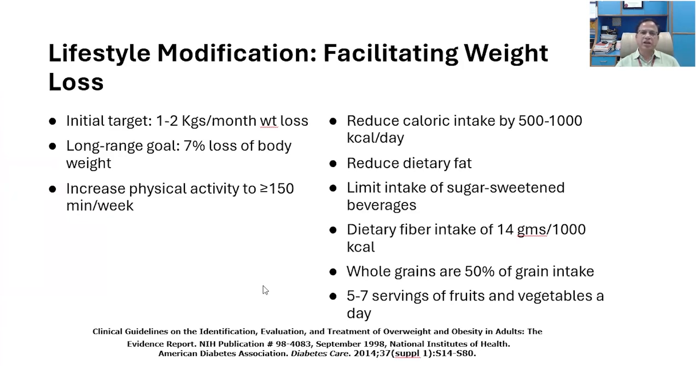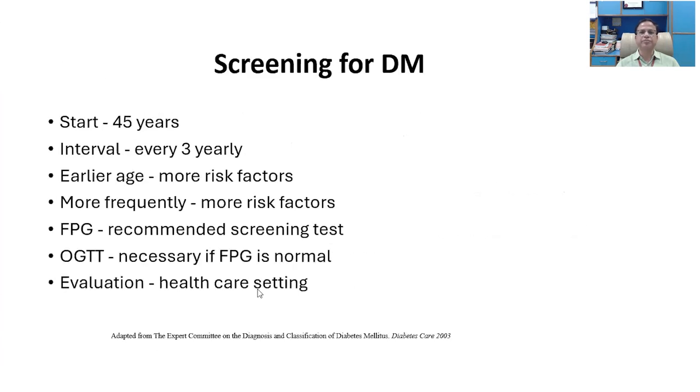Initial target is to lose 1 to 2 kg per month, with a long-term goal of weight loss of approximately 7% of body weight. So if somebody loses 7%, beyond that, the further weight loss will give you only cosmetic advantages. All medical advantages which we can get with weight loss are achieved by approximately 7% weight loss by intense physical activity. And limit your caloric intake to 500 to 1000 calories, reduce dietary fat, limit intake of SSB or sugar sweetened beverages. Dietary fiber should be increased to approximately 14 gram per day.